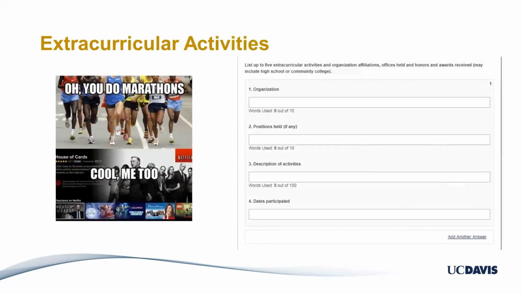And then the next part is your extracurricular activities. So again, this is 5 that you can list, and you can list your extracurriculars, any organizations that you're affiliated with, if you've held any offices, or if you've got any awards or honors. This is where you can put it in. Feel free if you want to include them from high school or community college, that's completely fine. We just want to know if you've had any great accomplishments. And same thing, you can click the add another answer to add those 5. You don't need to add 5, but that's the max that we'll accept.